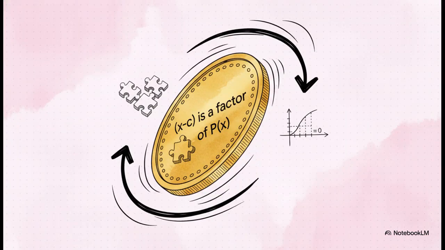Now you really got to pay attention to that double-sided arrow here. This is the whole shebang. It's an if and only if deal. That means these two statements are basically the same thing. They're interchangeable. If x minus c is a factor, then p of c has to be 0. And if you find that p of c is 0, then you know for a fact that x minus c has to be a factor. They are two sides of the exact same coin.